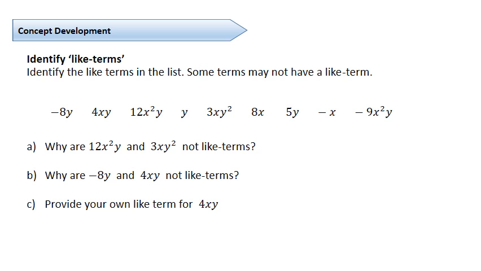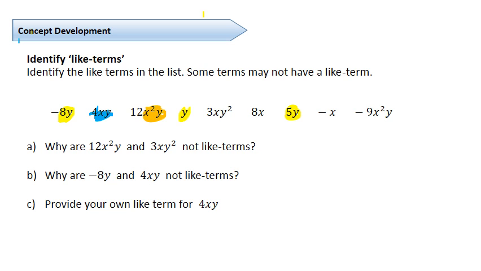So let's look at this first one. Identify the like terms in the list. We've got a y here. Where else do we have a y? We've got one here. Remember, we're just looking for a y by itself. And we've got a y there. There's no other y's by themselves. So they're all like terms. We have an xy. No. So that's the only one of those. So that one doesn't have any like terms.